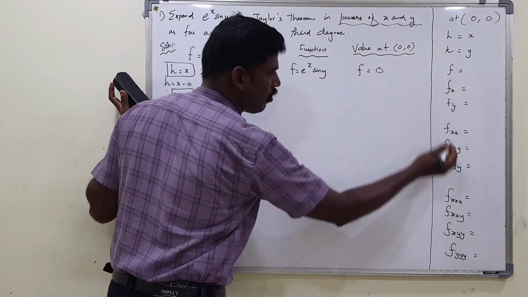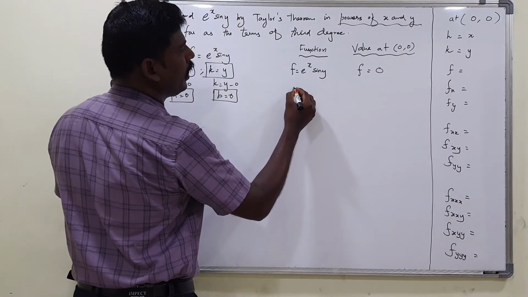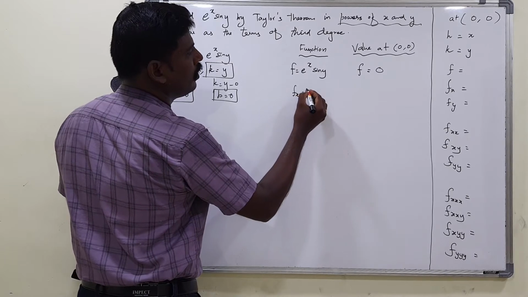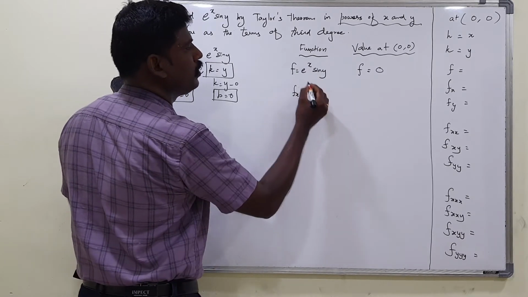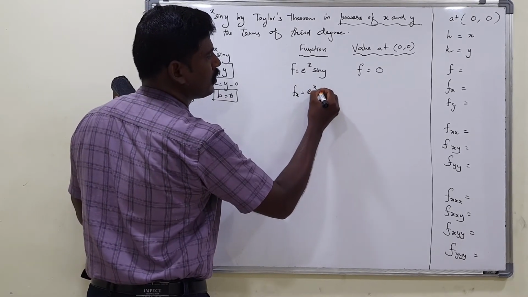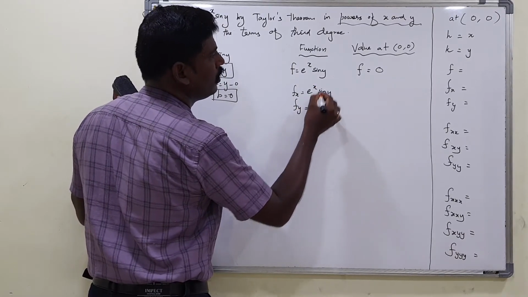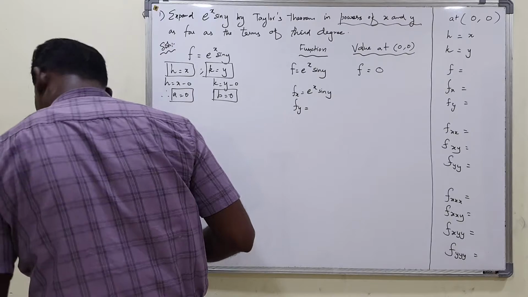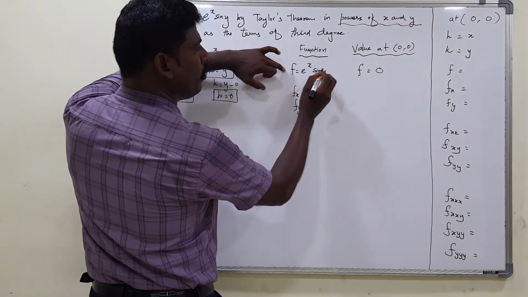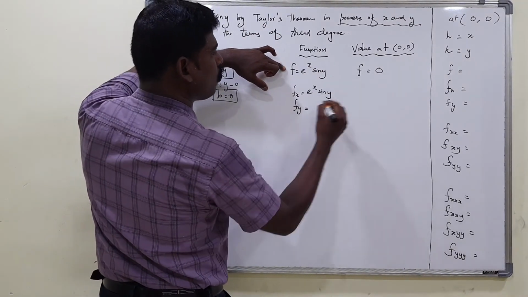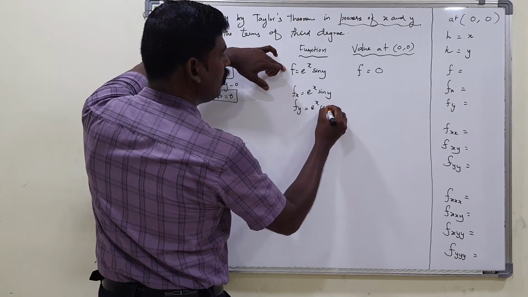So now I am going to find out all the partial derivatives. What is fx? Partial derivative of f with respect to x. So e power x is e power x into sin y. And then what is fy? Partial derivative of f with respect to y. What is the derivative of sin y? Cos y. So e power x cos y.